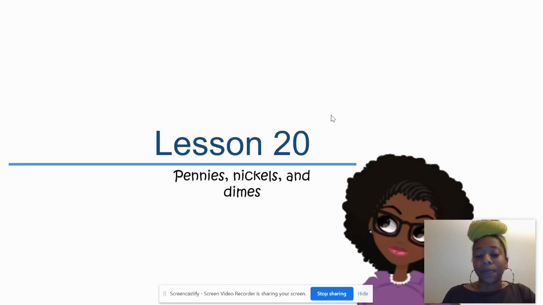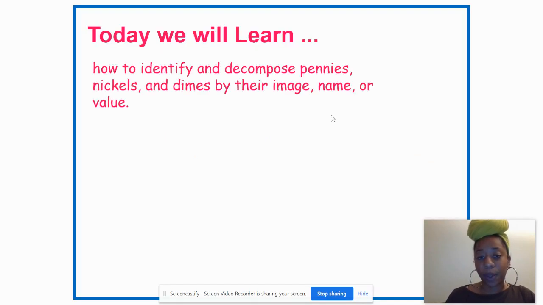Lesson 20. Today, you guys, we're going to be learning about pennies, nickels, and dimes. We've done this before. We're going to review and add some new information into it. Today, we will learn how to identify and decompose pennies, nickels, and dimes by their image, name, or value.